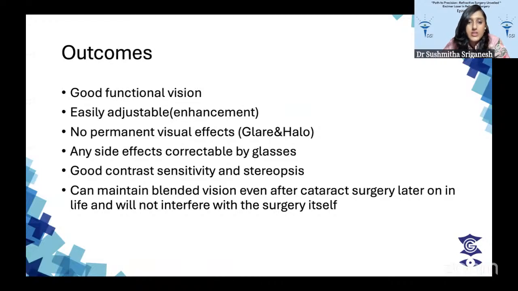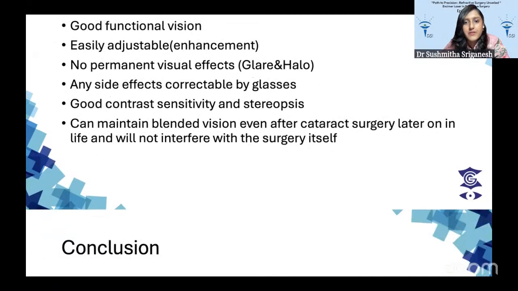It's easily adjustable, meaning enhancements can be easily performed. No permanent visual effects are seen. So there's good contrast sensitivity, and night driving is also quite comfortable. Any side effects can be corrected by glasses. There is good stereopsis and contrast sensitivity, and it can maintain the blended vision even after cataract surgery, and it does not interfere with the cataract surgery itself.